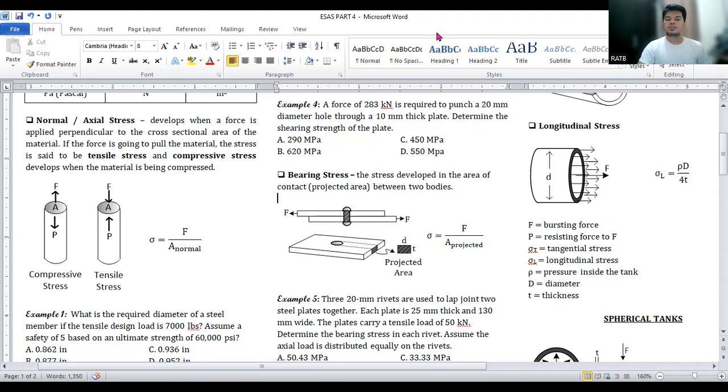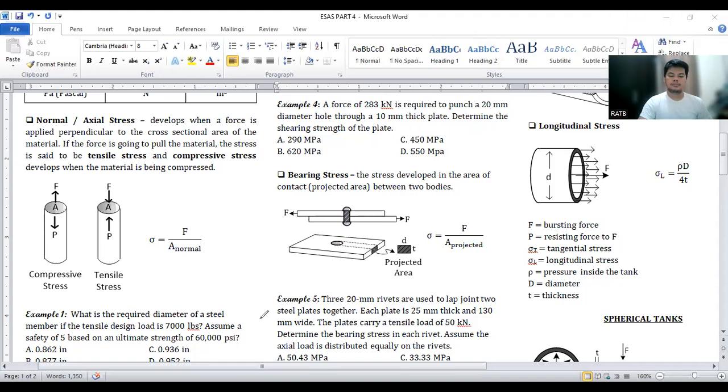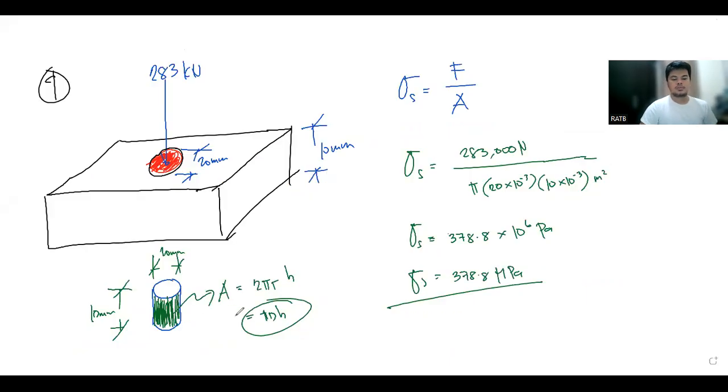283 kilonewton. Let us check now if we have it. So that's pi r h.